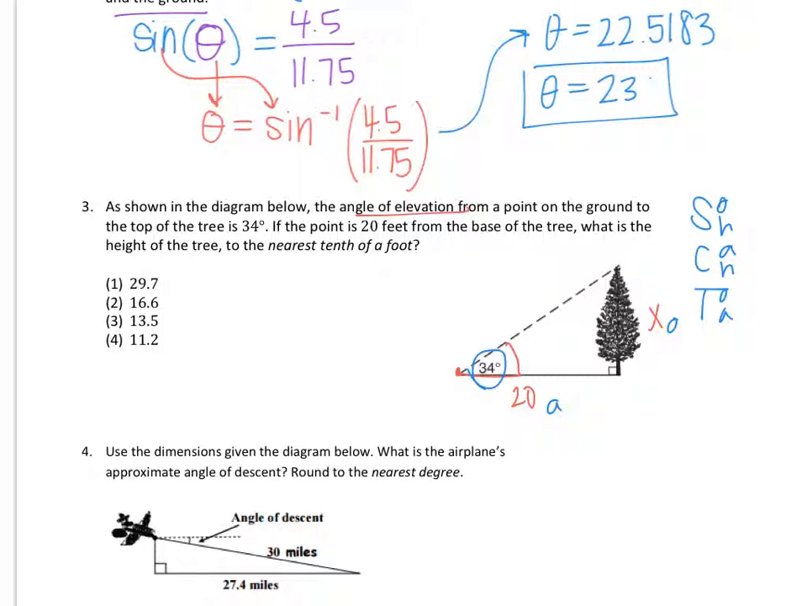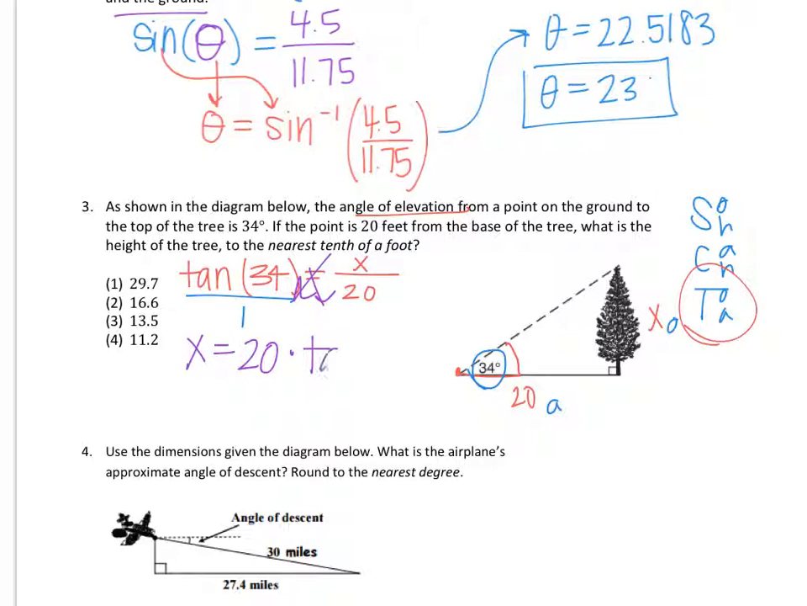Alright, so I've got SOH CAH TOA written out here. This time I labeled the tree as opposite and this 20 as adjacent, so O and A forced me to use TOA. In other words, tangent of my angle equals my sides. Tangent of 34 equals opposite over adjacent. Because we're solving for sides, we put it over 1. Cross multiply. So now I have x equals 20 times tangent of 34.